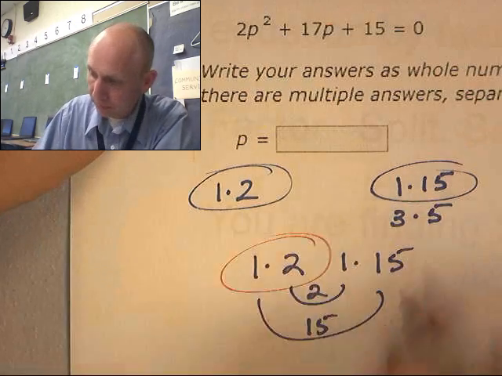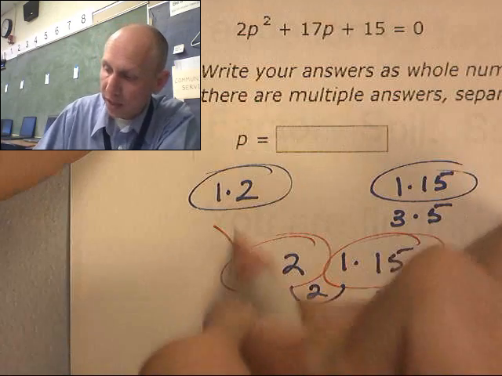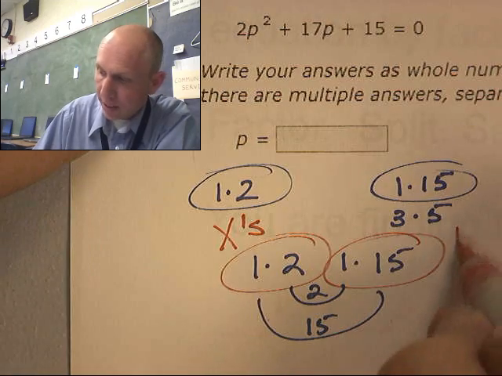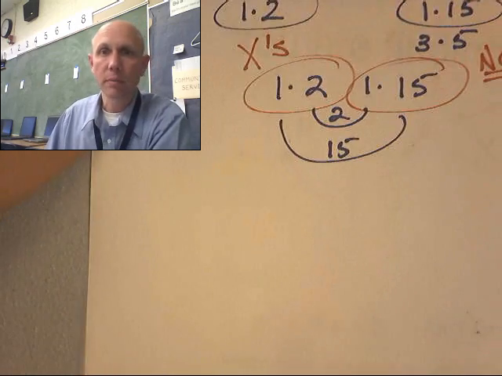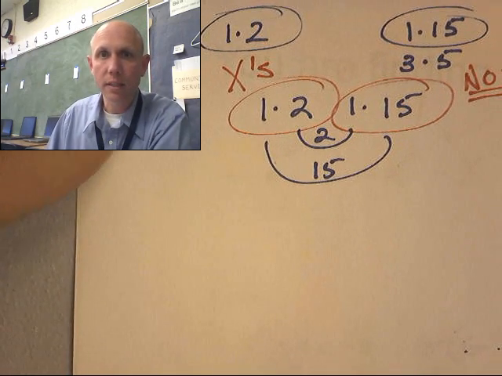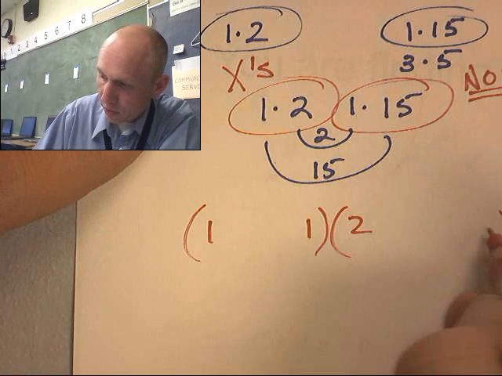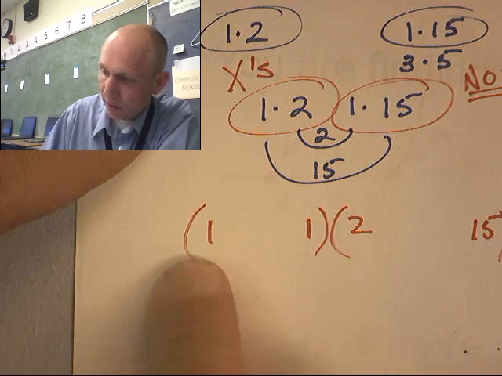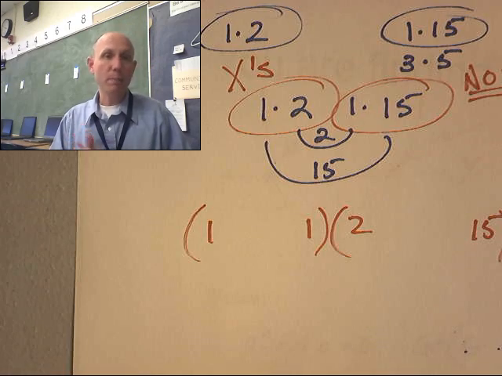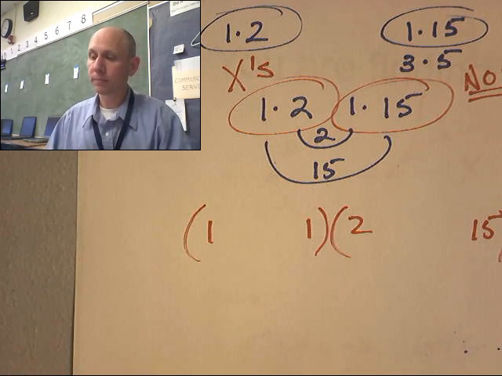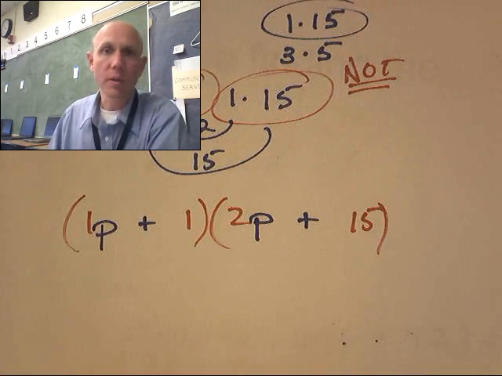What do I call these? Remember those? Because it doesn't really go together like that. It splits it up. These are my x's, and these are not my x's. Remember x's and not x's? Let's see if we can build this. 1, 2, 1, 15. x, x, not an x, not an x. Now, this problem was really set up with p's, so I'll use p's for the variable. There we go. There's my factoring.